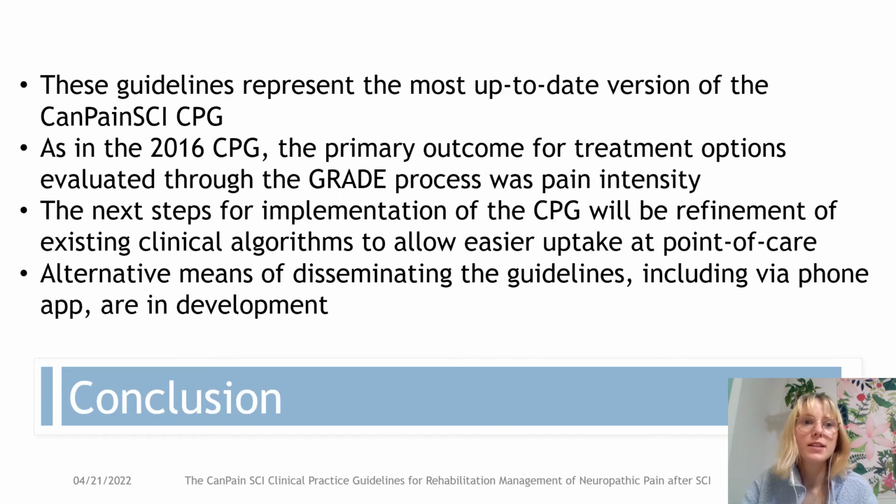The CanPain SCI recommendations for the management of neuropathic pain after spinal cord injury should be used to inform practice, as these guidelines represent the most up-to-date version of the CanPain SCI CPG. As in the 2016 CPG, the primary outcome for treatment options evaluated through the GRADE process was pain intensity. The next steps for implementation of the CPG will be the refinement of existing clinical algorithms to allow easier uptake at point of care, and alternative means of disseminating the guidelines, including using a phone app, are in development.